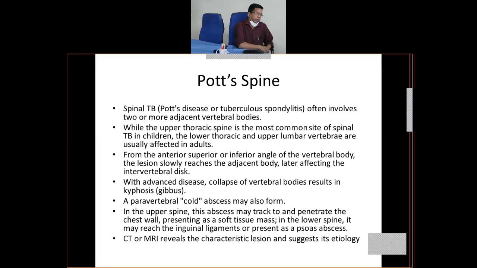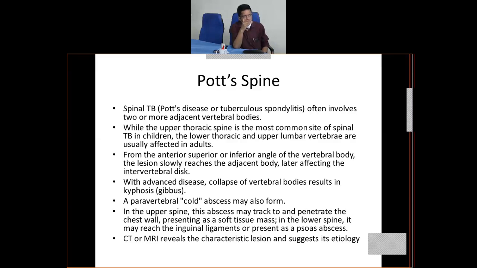Pott's spine is one of the important causes, especially in countries like India, where tuberculosis is very common. Spinal TB, also known as Pott's disease or tuberculous spondylitis, often involves two or more adjacent vertebral bodies. That's how you have to differentiate it from the neoplasm or some other causes. The most common site of involvement of tuberculosis is the thoracic spine.